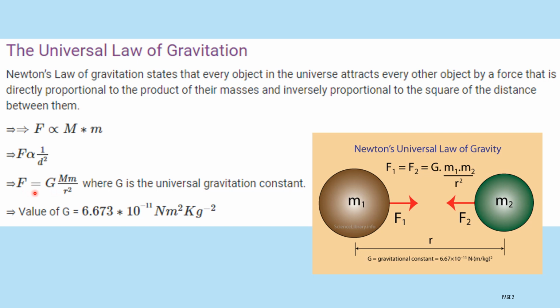Then F is equal to G M m divided by r square, where G is the universal gravitation constant. Here F indicates the force of attraction between the objects. G is the gravitational constant or proportionality constant. Capital M is the mass of one object. Small m represents the mass of the other object. R represents the distance between the objects. Therefore, this law is called the universal law of gravitation. This is a very important law. You have to remember it. They will definitely ask it in the TET exam.